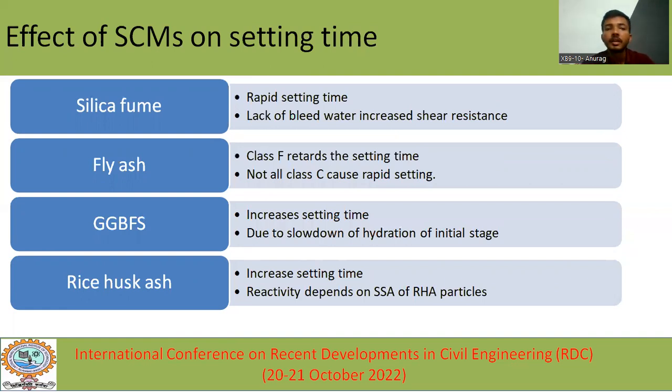Coming to the setting time, silica fume increases it. The lack of bleed water increases the shear distance, which eventually increases the setting time rapidly. For fly ash, class F fly ash retards the setting time, and class C fly ash increases the setting time, but not all class C fly ash; some class C fly ash tends to rapidly increase the setting time. GGBFS also increases setting time due to the slowdown of hydration in the initial stage. Rice husk ash increases setting time, and the activity depends on the specific surface area of the rice husk ash particles.